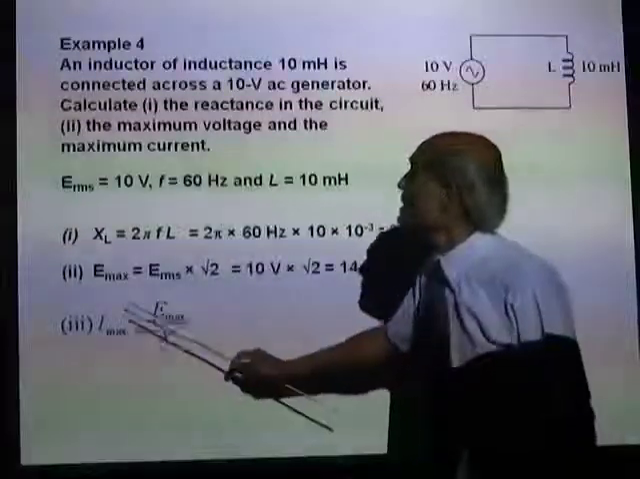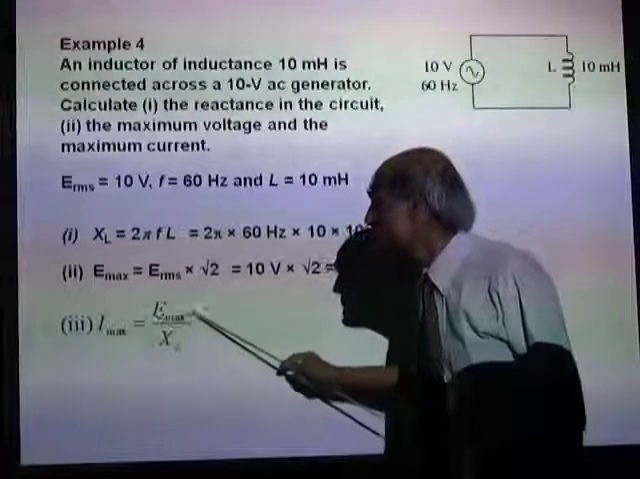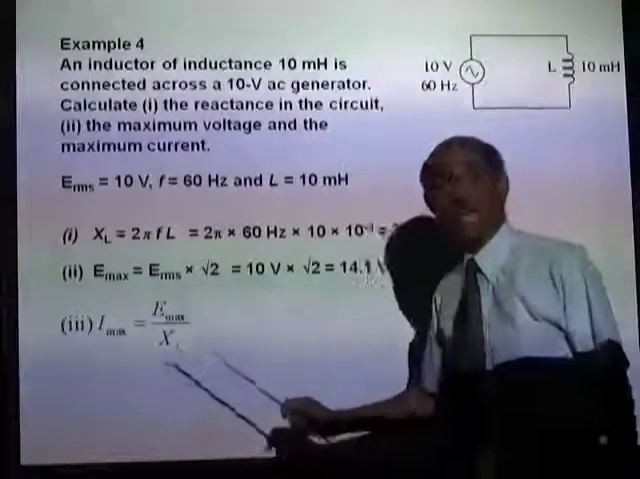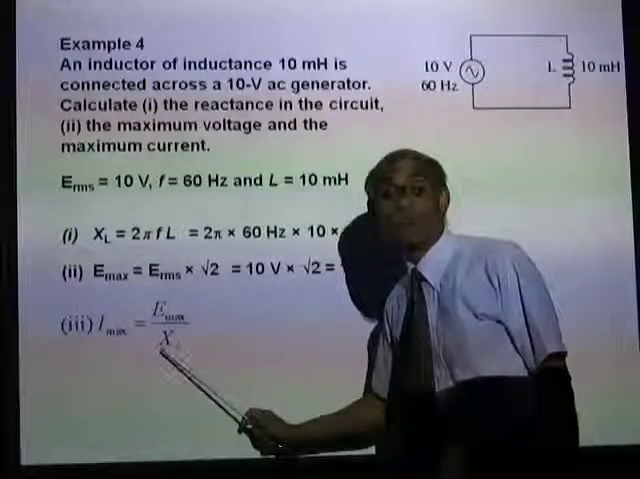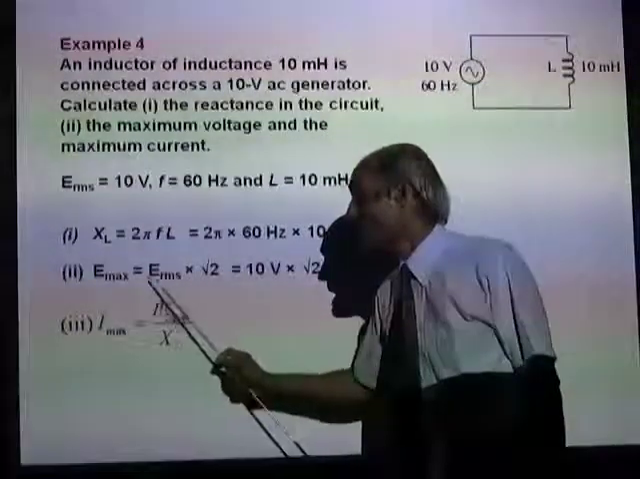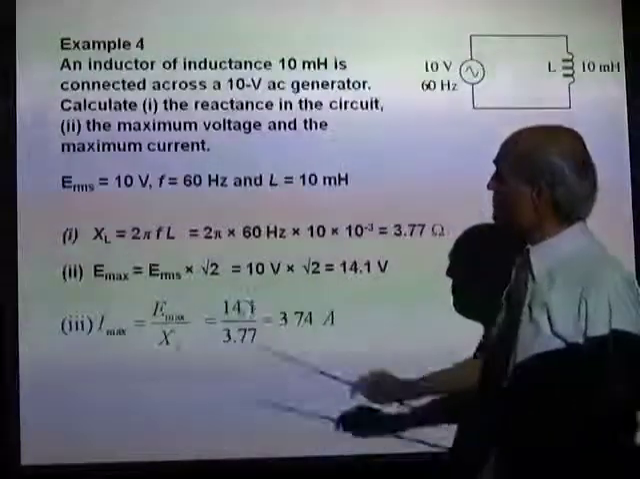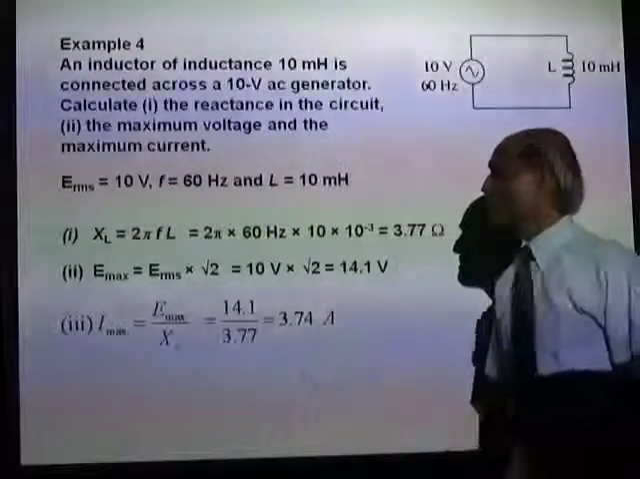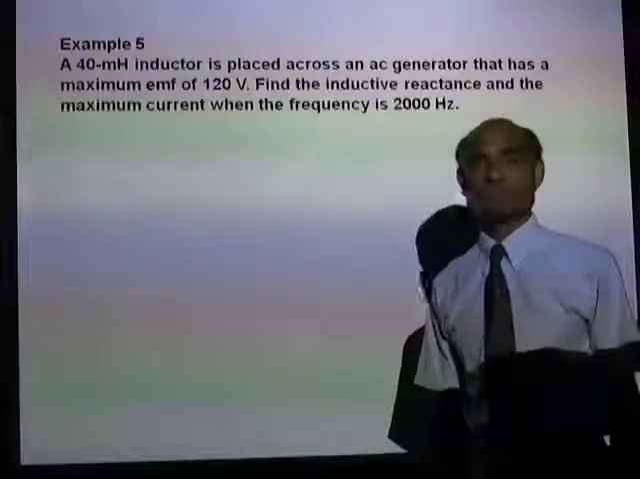And therefore, what is Imax? Imax is Emax divided by XL, like Ohm's law, I equals V over R. Here, Imax is Emax over XL, and we know both those values. So the maximum current is 3.74 ampere.